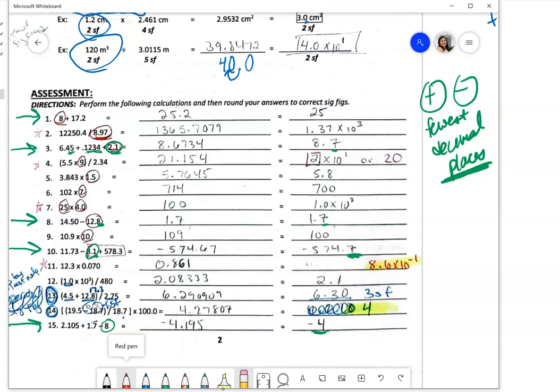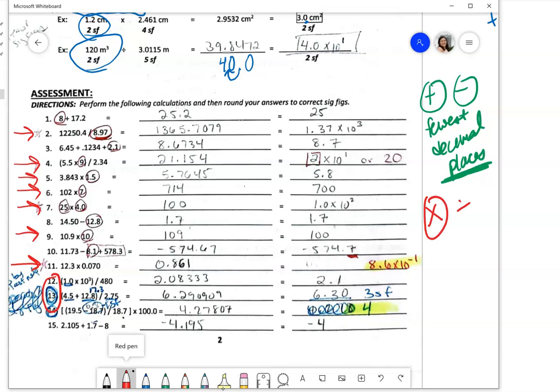Now all the other ones, I'm going to erase here. All the other ones are multiplication and division. So like number 2, number 4, 5, 6, 7, 9, 11. And then I'll leave this towards the end. Okay. So number 2. So the multiplication and division rule says I use the fewest number of sig figs total.